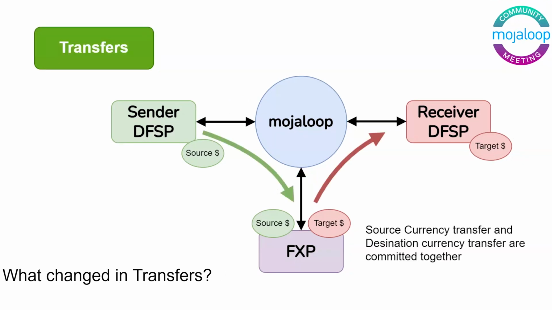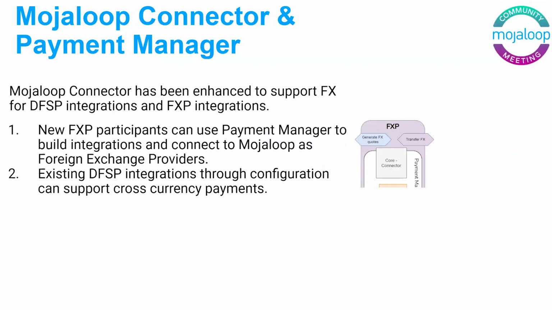Then the transfer phase. The transfer phase is now 2 transfers. We have a transfer in source currency from the sender DFSP to the foreign exchange provider, and then in target currency between the foreign exchange provider and the receiver DFSP. Now, the important thing, and this Michael mentioned, is these 2 transfers need to be committed together. They need to either both happen or both not happen. You know, we don't want to send out target currency before we've actually received any money. That would be a disaster. So that's built into the design.